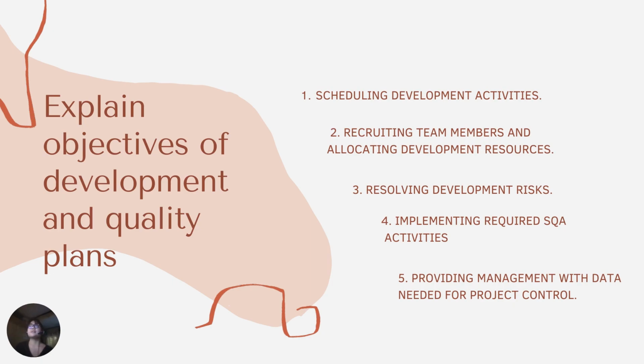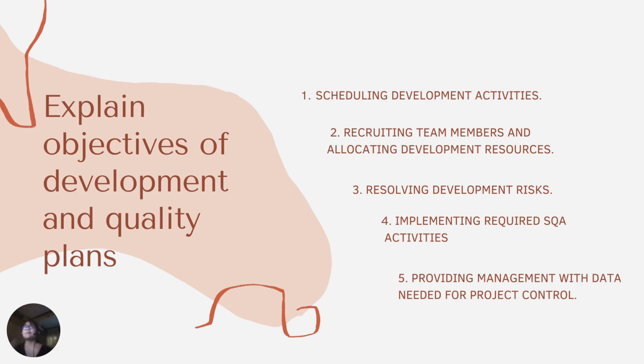In the objectives of development and quality plans, planning as a process has several objectives, each of which is meant to prepare adequate foundations for the following. First is scheduling development activities that will lead to the successful and timely completion of the project, and estimating the required manpower resources and budget. Second is recruiting the team members and allocating development resources according to activity schedules and manpower resource requirement estimate. Third is resolving development risk.